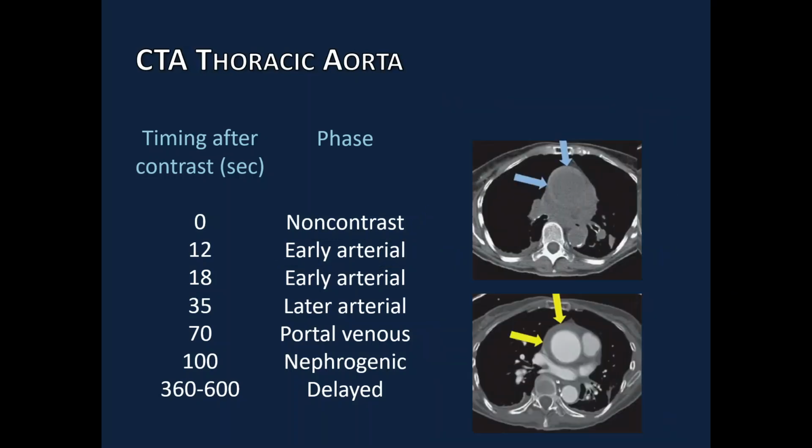CTA of the thoracic aorta is slightly different. For this, we include a non-contrast phase. The reason being is that some findings associated with dissection or acute injury of the aorta are easier to see on non-contrast imaging. Here's an example.